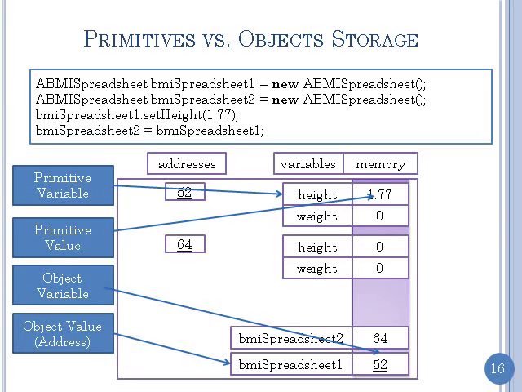So you see now two different instances of the same class. They have the same number of instance variables, they're the same size of block of memory, but they hold different values. And your two variables hold the addresses of these things. Okay? Questions?